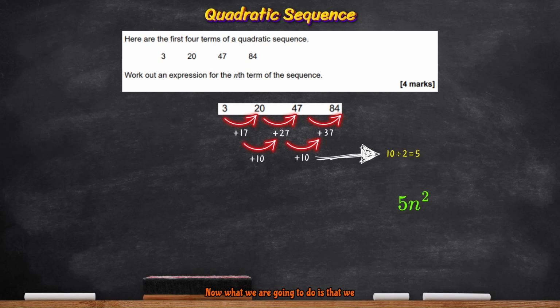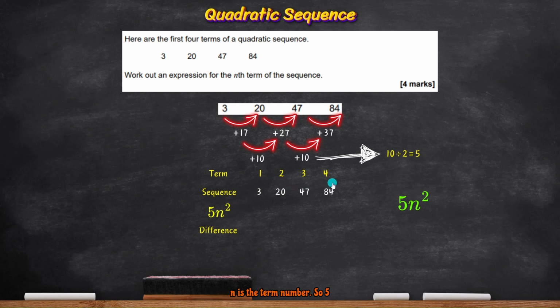Now we're going to form a table. In our rows, we're going to have term, sequence, 5n squared, and difference. In front of term, we're going to have the number of terms that we have. So in this sequence, we have 1, 2, 3, and 4 terms. Underneath each term, I'm going to write the terms of the sequence. So the first term was 3, the second one was 20, the third one was 47, and the fourth one was 84. Now I'm going to do 5n squared.